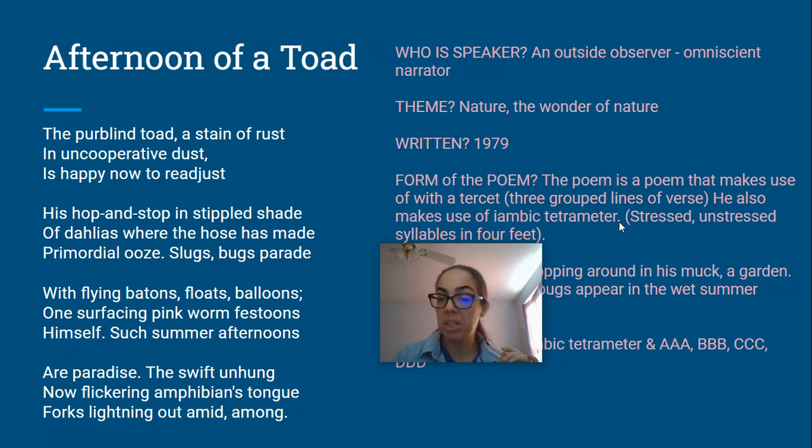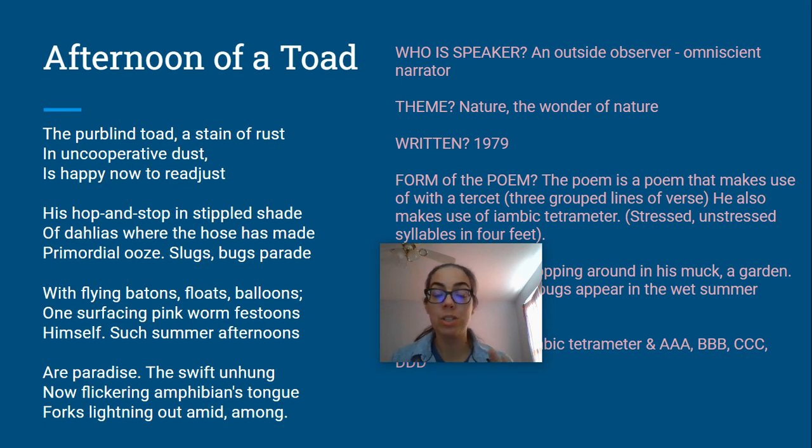Scratch that because I did that incorrectly. Flop it. It's unstressed, stressed syllables in 4 feet. So instead of being pentameter, which is 5 feet, which is what Shakespeare used, this is 1 foot short of that. It is a tetrameter.